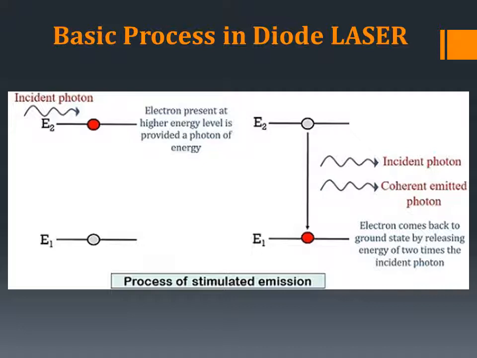This photon in turn now stimulates other electrons in the conduction band to come down to the lower energy level in the valence band. Thereby, there is an emission of the incident photon along with a coherent emitted photon. And a large number of such coherent emitted photons is what is called the laser light in a diode laser.